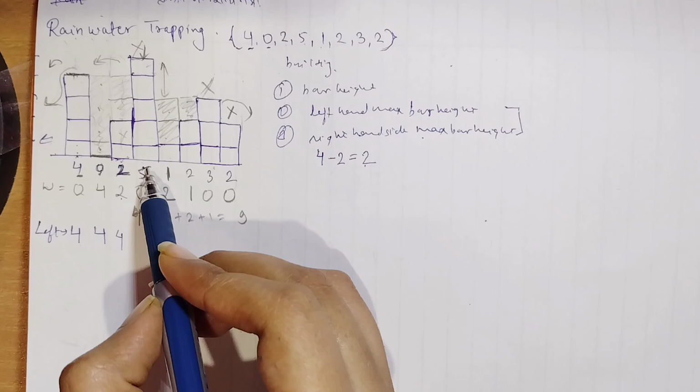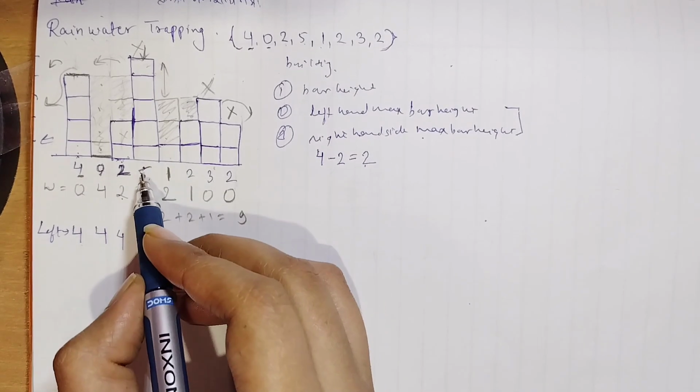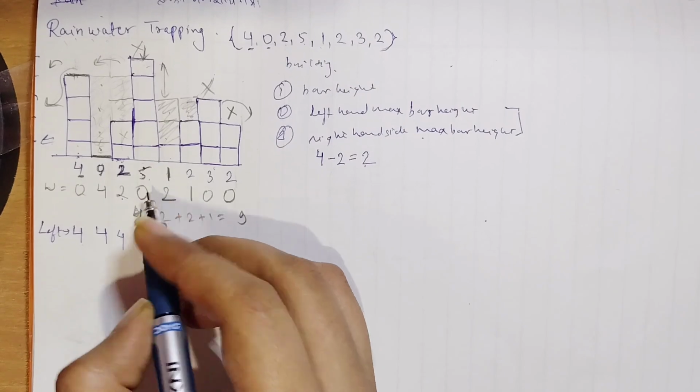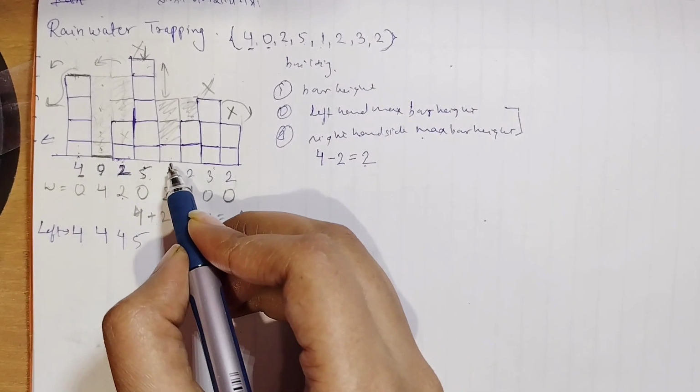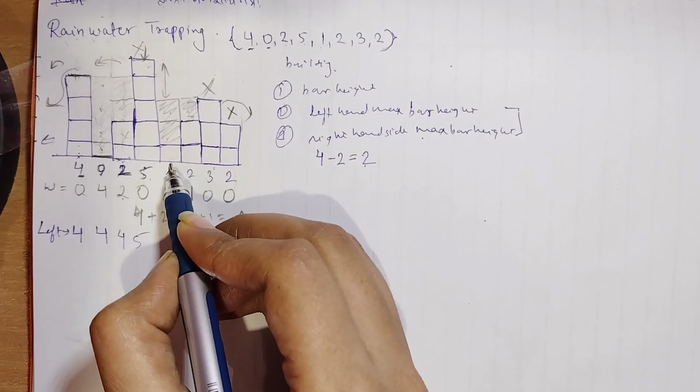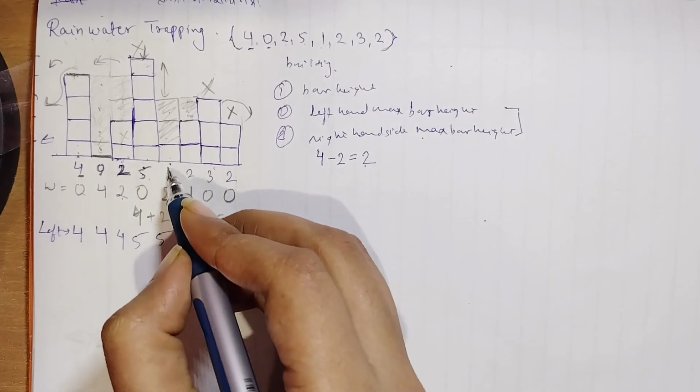So for 5, is there any bar on the left hand side whose height is more than this? No, there is no bar. So we can write our current bar height only, same as this. Okay, so now for 1, is there any bar on the left hand side? Yes, it is there, and its height is 5, which is more than this.